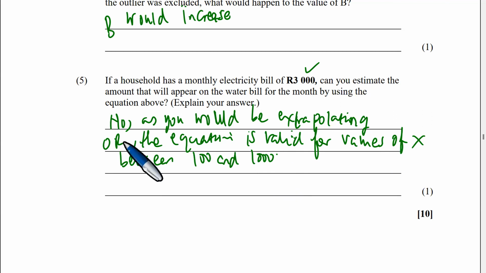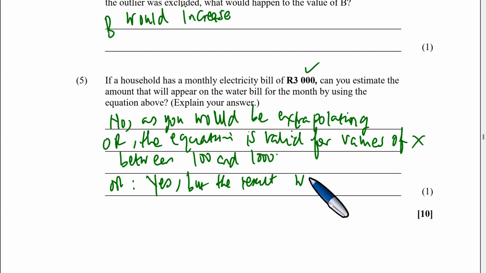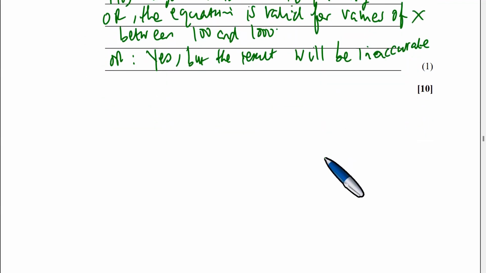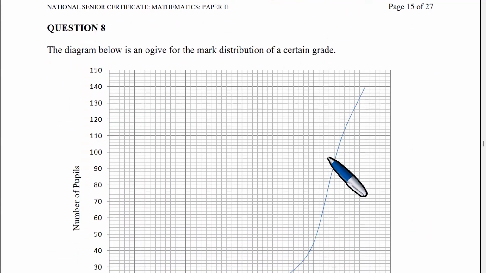Okay. Or yes, but the result will be inaccurate. The result will be inaccurate because that equation of best fit, the graph is for 100 rand to 1,000, so 3,000 is outside, so any extrapolation will be inaccurate. Right, obviously we looked at this very quickly. We shall just recap on this.